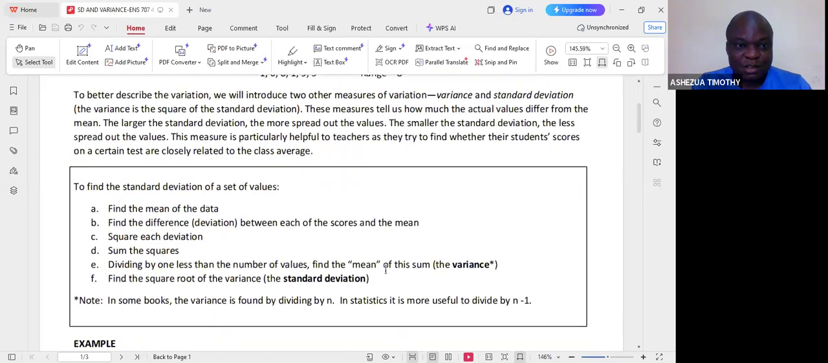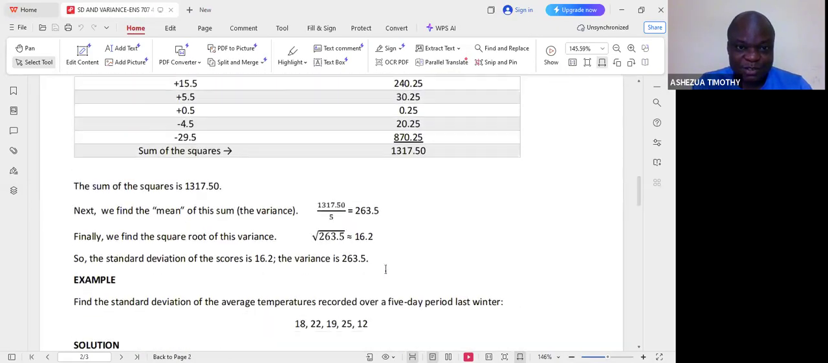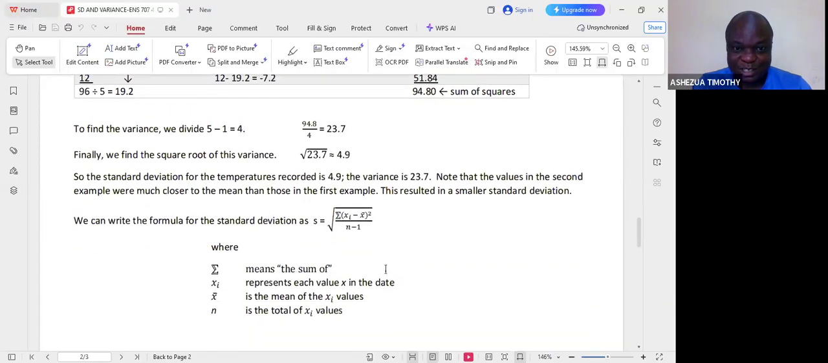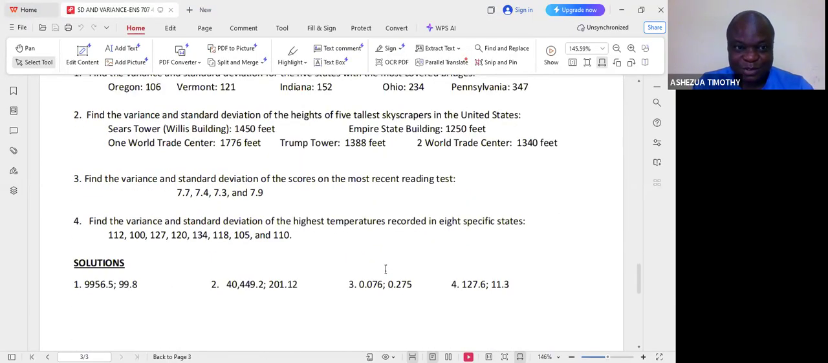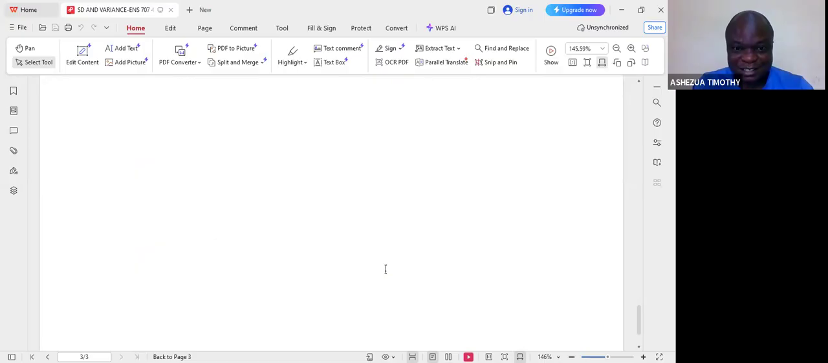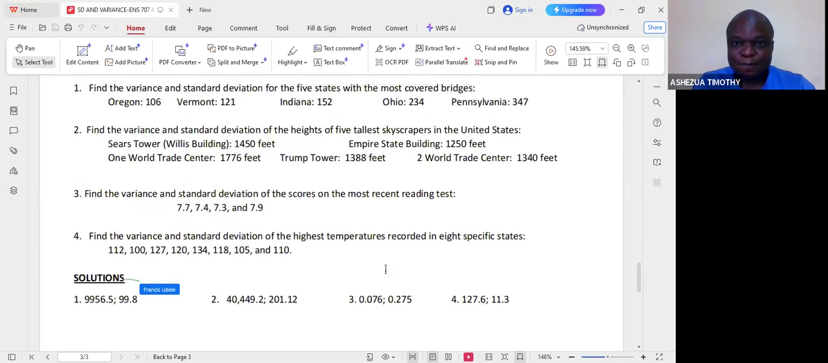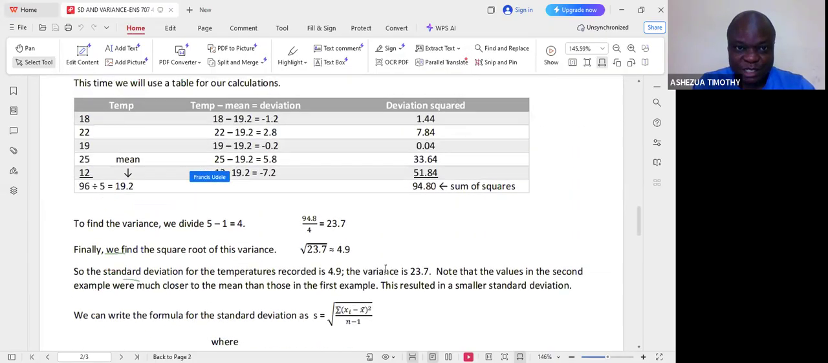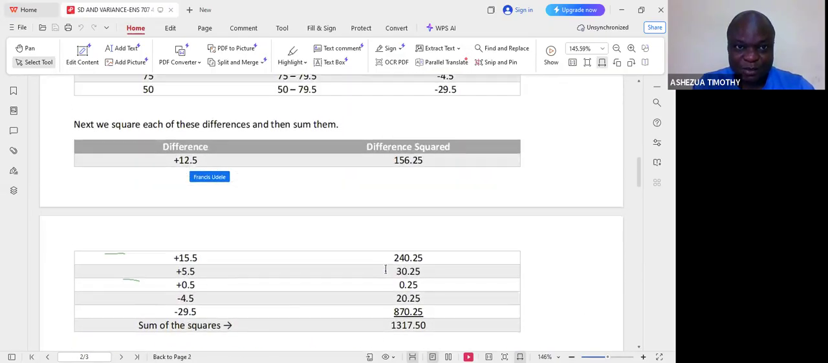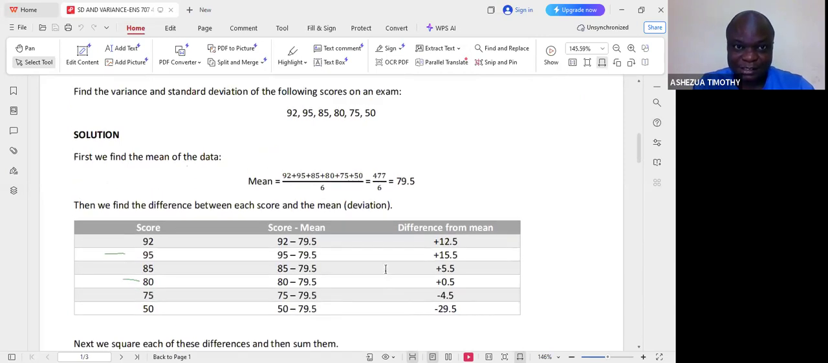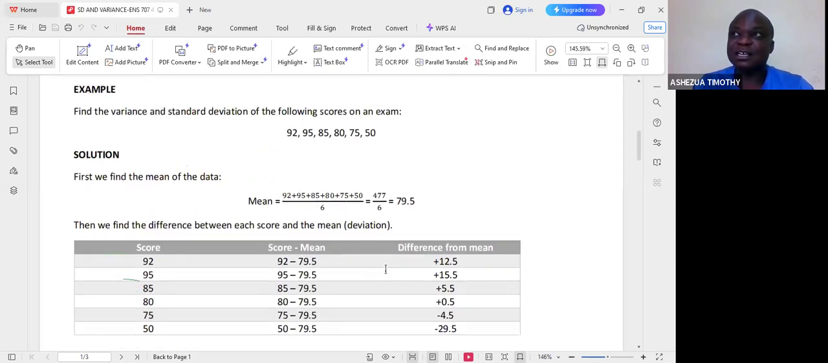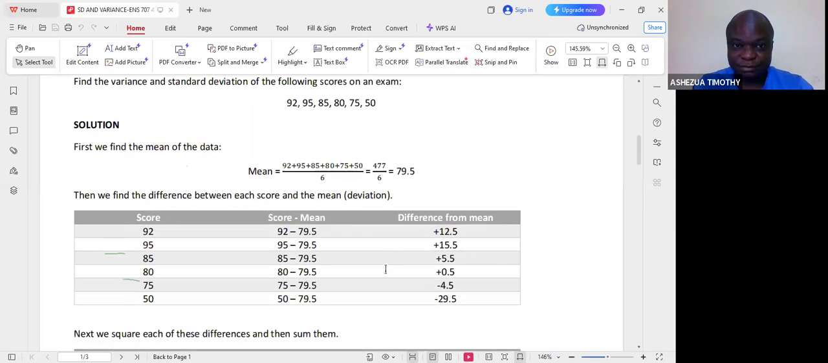This note I'm going to send to you so that you go through the second example. Then I'm going to send this solving to you so that you follow through. Any question from this example, let me go back there so that if you are stuck, you ask how to find the mean and standard deviation.